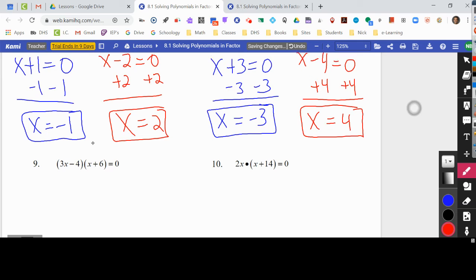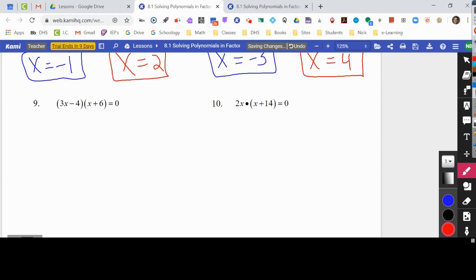All right, let's look at number 9. Uh-oh, I don't see that multiplication dot in between these two polynomials. But that's okay, that is implied when things are being multiplied. They're just next to each other in parentheses. I don't always have to have that little dot in the middle. I did it for the first two examples just to show you, but really in algebra, we don't need that little dot, because things next to each other in parentheses means they're being multiplied.